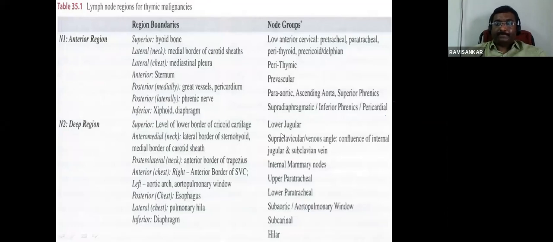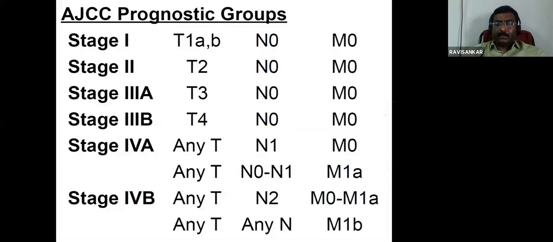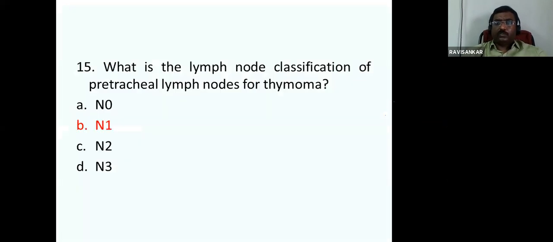Are we clear? There's not much of them, but the nodal involvement is considered stage 4A. That you have to remember. Okay. So lymph node classification of pretracheal lymph nodes for thymoma is N1. Lower paratracheal nodes, that is the mediastinum, are considered N1, whereas the upper paratracheal or the jugular nodes are considered N2 nodes. There is no N3 node for thymoma.